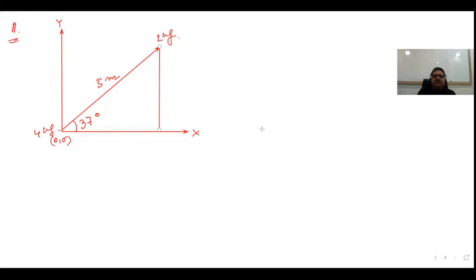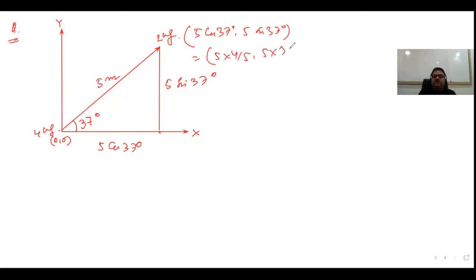Now, calculate this value. What is the value of this? This is obviously 5 sin 37, and this will be 5 cos 37. So if I want to find the coordinate of this point, it is (5 cos 37°, 5 sin 37°), that is equal to (5 into 4/5, 5 into 3/5), that is (4, 3). That means now we can solve the problem in this way. Look at this. There is a line. A point is here, (4, 3). A point is here, (0, 0).